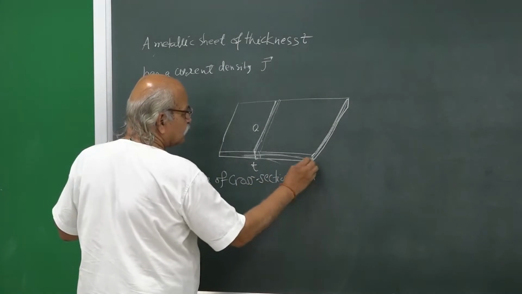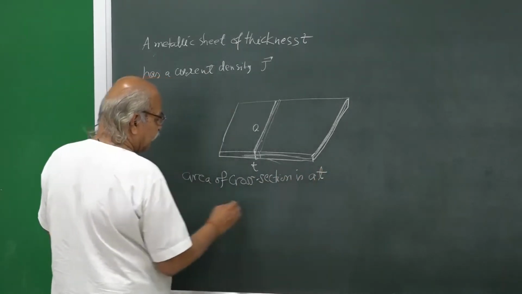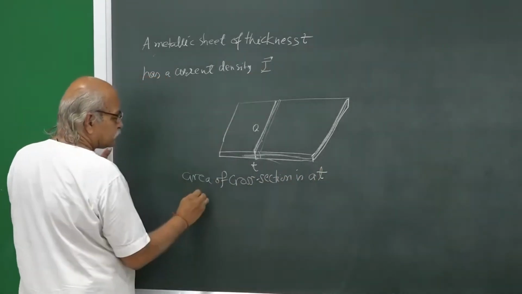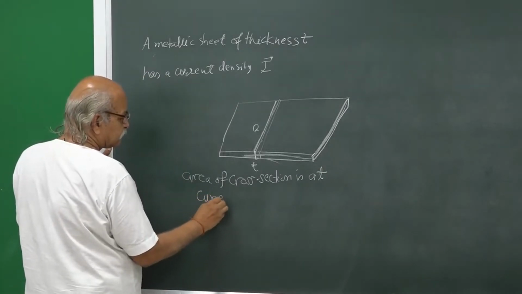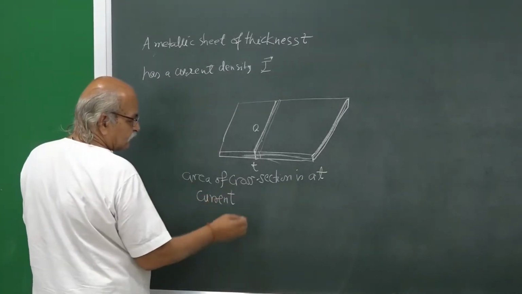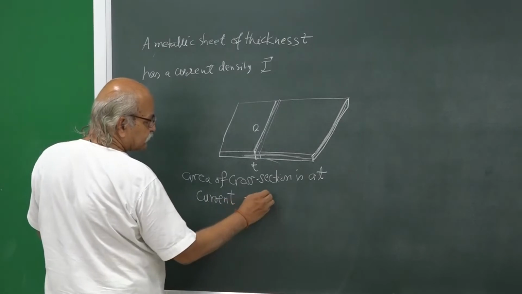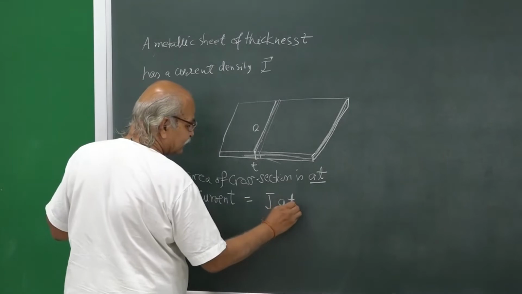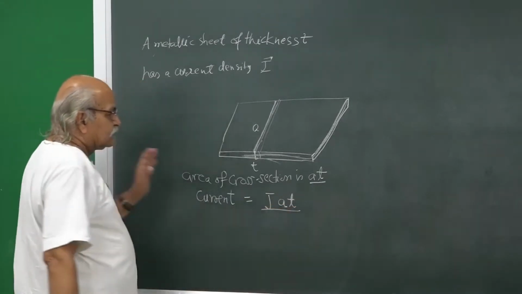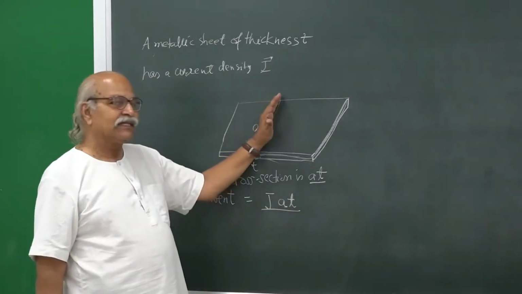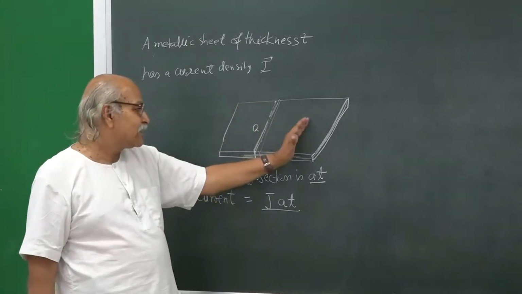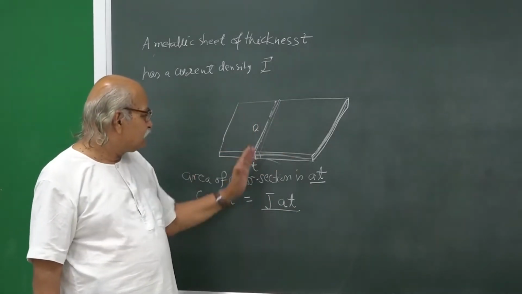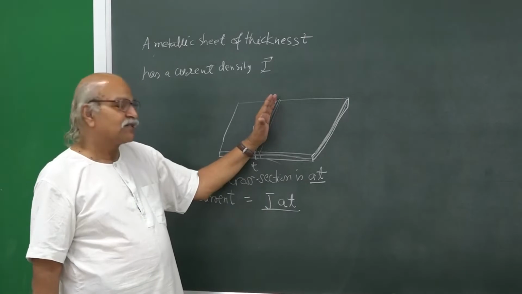So, the area of cross section here is a into t and the current density is J, and therefore, the current is J into a into t. So, that is the current which is crossing this cross section. This much is the current which is crossing this cross section.